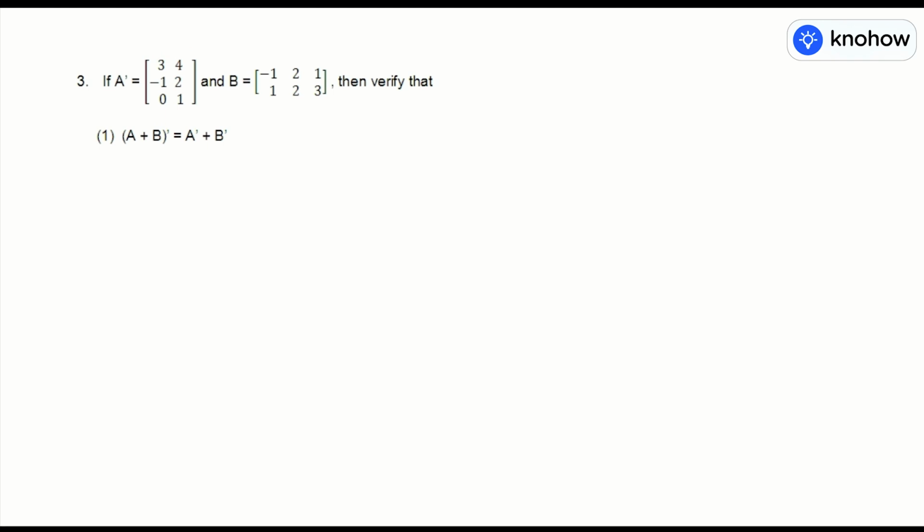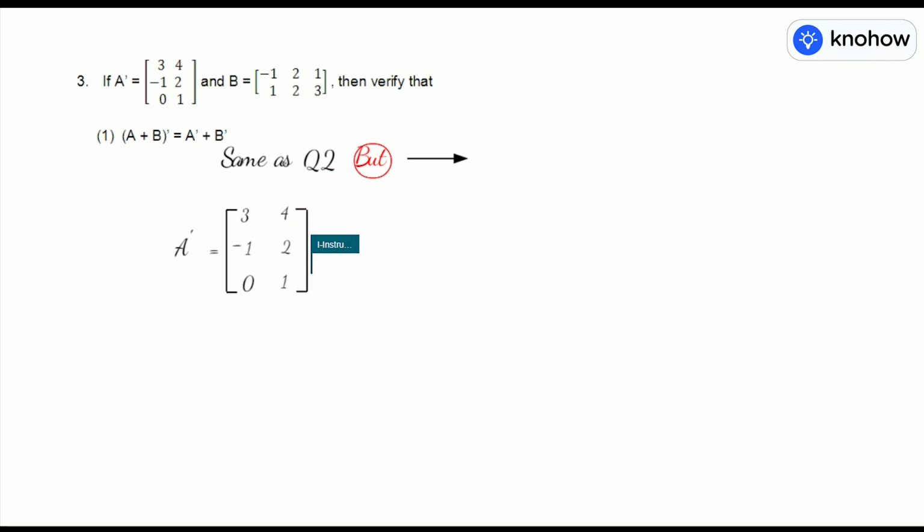Now question 3. Here a matrix A dash is given, and B is given, and we have to verify. This is the same as question 2, but the only difference, which you have to be very careful about, is that this time you are given A dash instead of A, as 3, 4, -1, 2, 0, 1. So first you work out the value of A. How do you work out A? You know that A dash dash is the same as A.